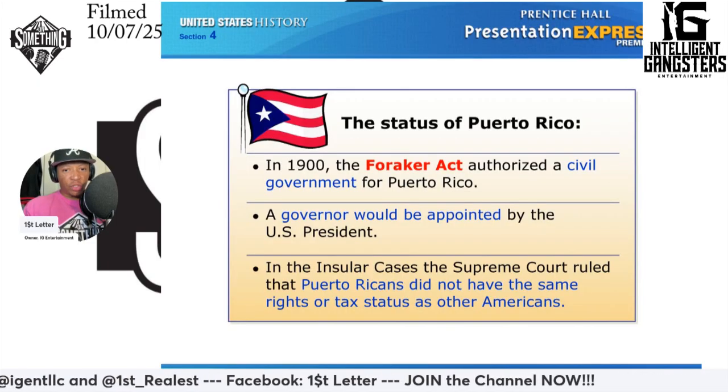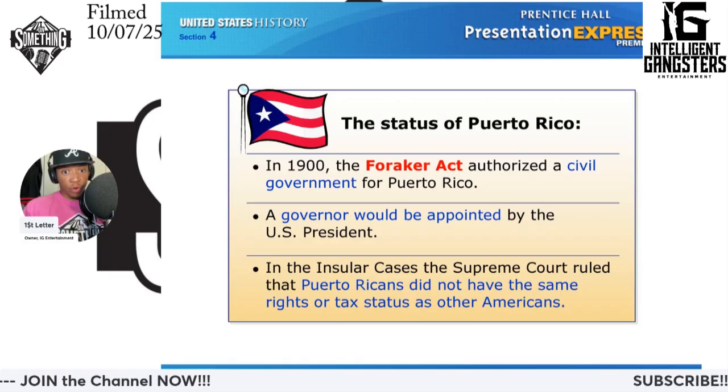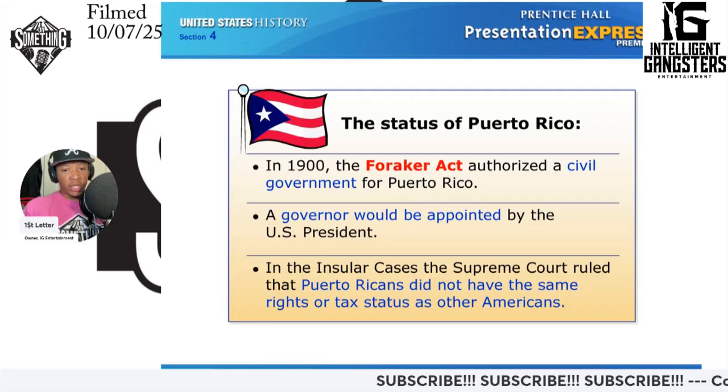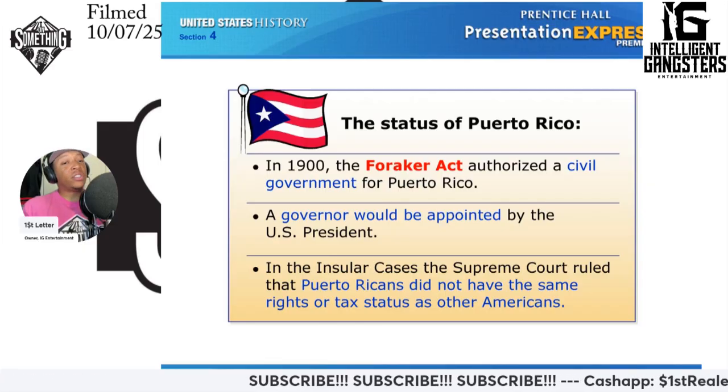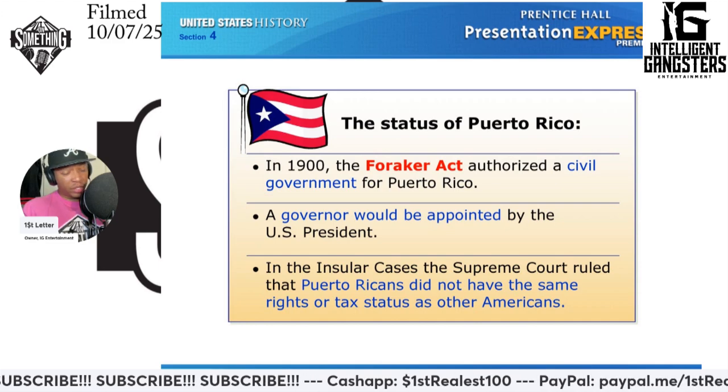In 1900, the Foraker Act authorized a civil government for Puerto Rico. A governor would be appointed by the U.S. president. In the Insular Cases, the Supreme Court ruled that Puerto Ricans did not have the same rights or tax status as other Americans.